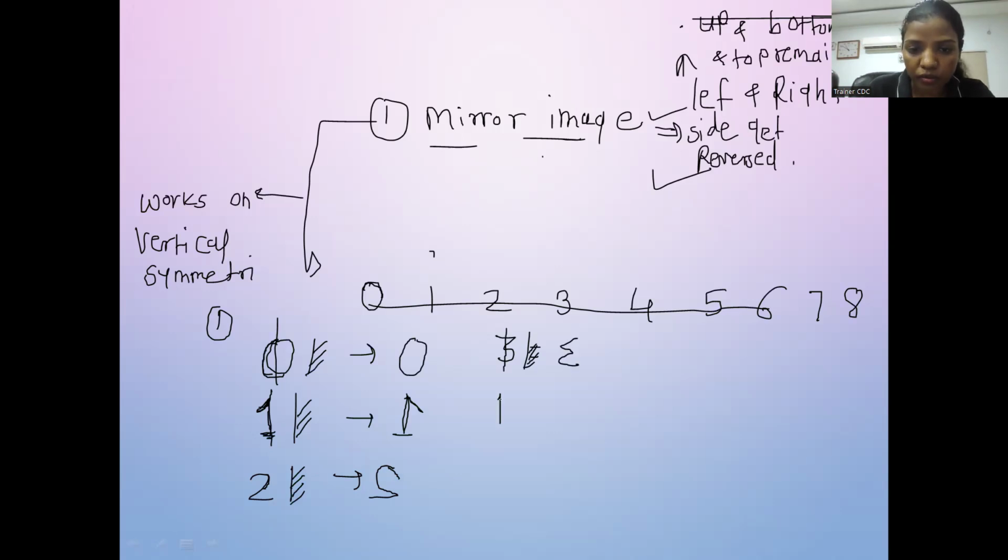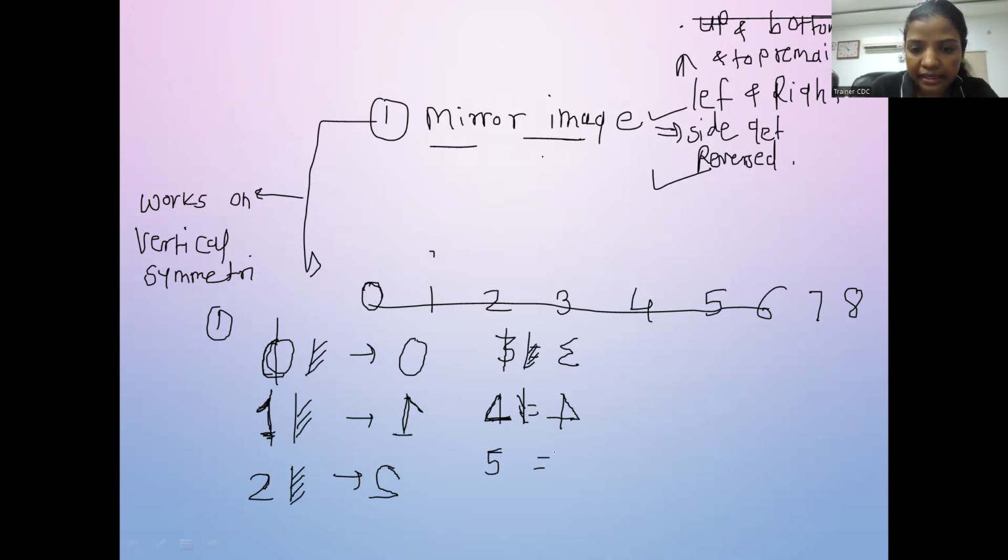Now let's talk about 4. Tell me how 4 will look. Can you guess? This part of 4, this horizontal line, is near to the mirror, so it will look like this. Now this vertical line will also look as it is, correct? And this part is away from the mirror, so it will go in the opposite direction. Am I right? Yes. Now let's talk about 5.